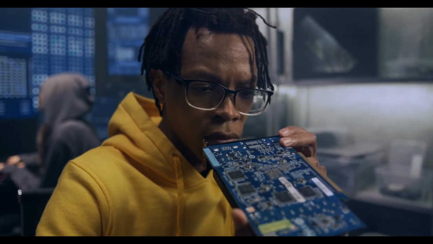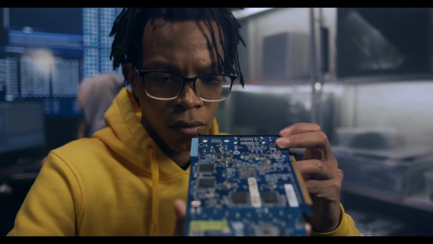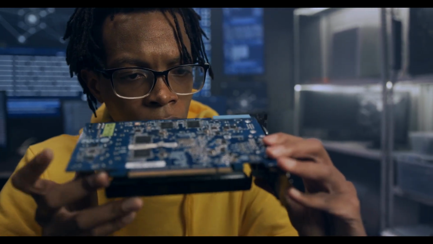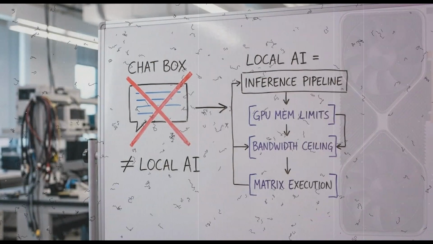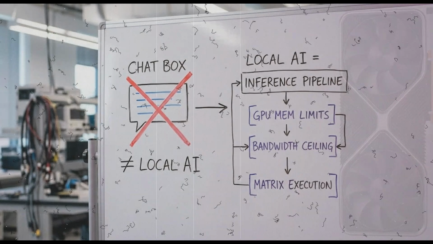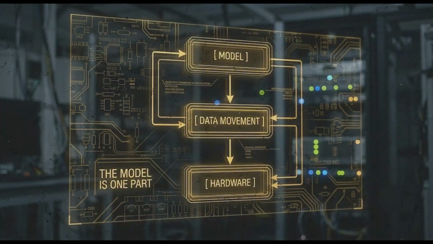Most people think running AI locally means installing a model and chatting with it. That idea is incomplete. A local AI system is a tightly constrained inference pipeline built around GPU memory limits, bandwidth ceilings, and optimized matrix execution. The model is only one part of the system. The real behavior comes from how data moves through hardware.